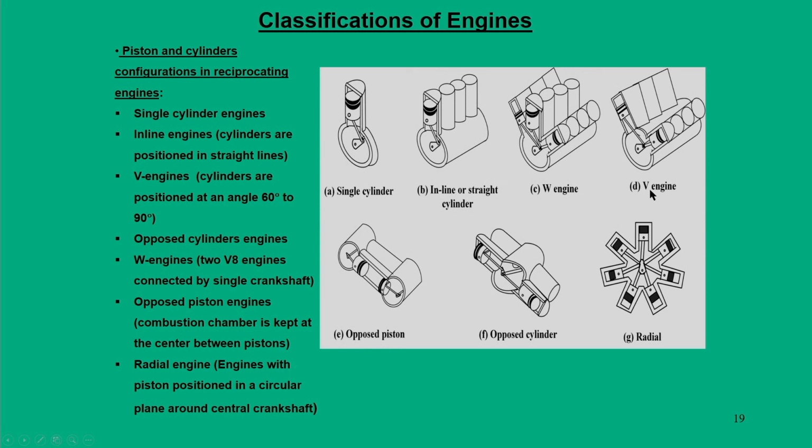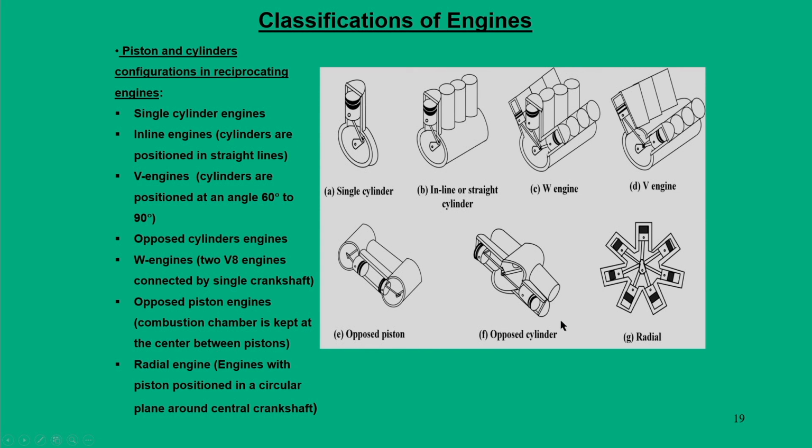We can have V engines where there are multiple cylinders and each cylinder has its own piston, but they are set at some angle, in the range of 60 to 90 degrees. When two such V engines are joined together we get a W engine, or two V8 engines connected to a single crankshaft. Then we have the concept of the opposed piston engine, where the combustion chamber is kept at the center between the pistons.